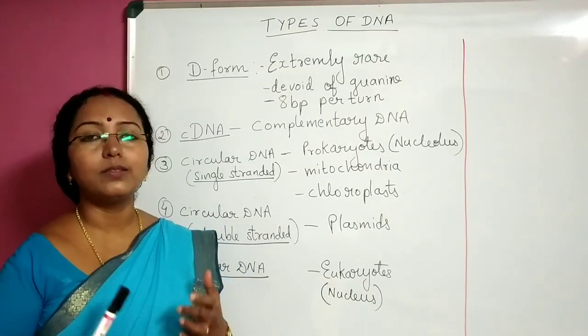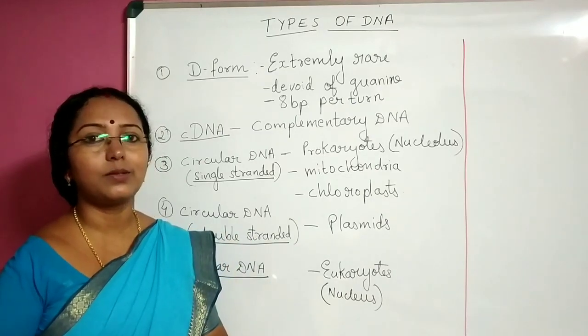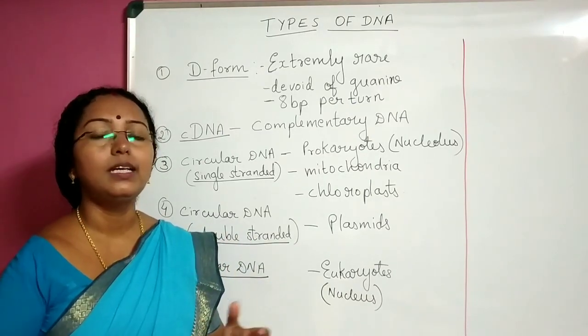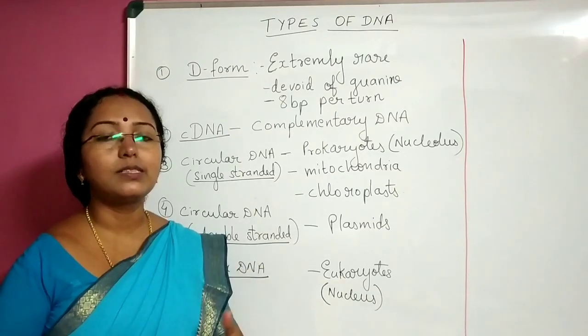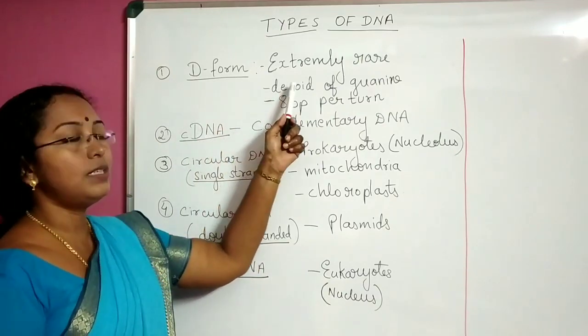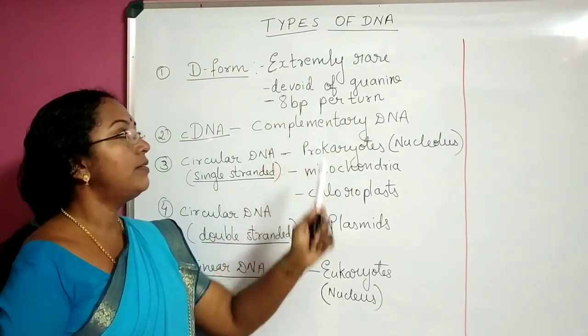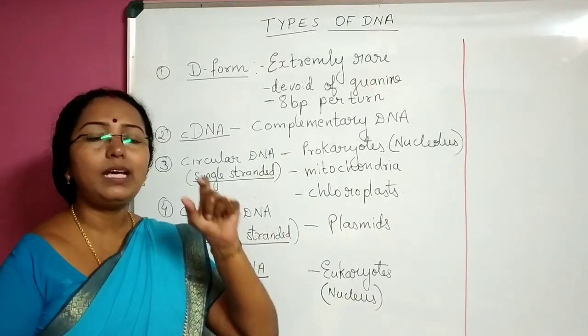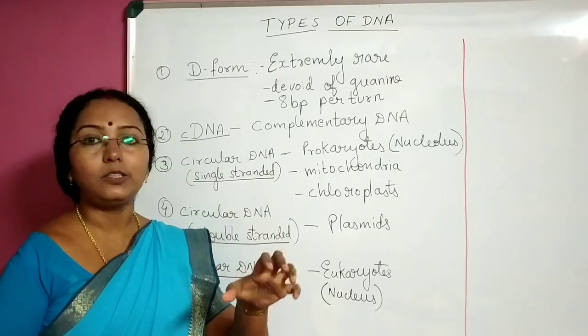Some of you can also take up these research activities and come out with success regarding this D form of DNA, its importance and all. I hope some of my students do research on this and come up with success. So the D form of DNA is an extremely rare form of DNA in which the guanine residues are absent and there are only 8 base pairs per turn. In that one turn there are only 8 base pairs.